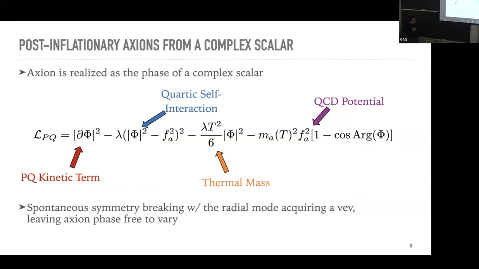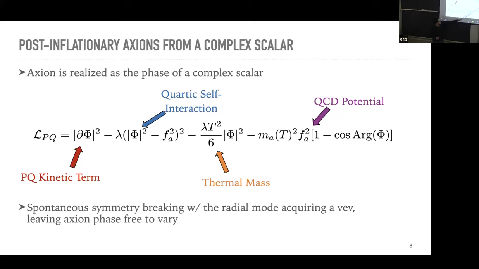So let's take a really simple phenomenological model for what a realization of the axion field might look like. I actually need to go to a complex scalar. So I have my normal complex scalar Lagrangian. I have a quartic self-interaction and then a thermal mass term. So eventually, the temperature drops, we're going to have a spontaneous symmetry breaking, and my axion is going to get realized as the phase of that complex scalar with the radial mode more or less frozen in.